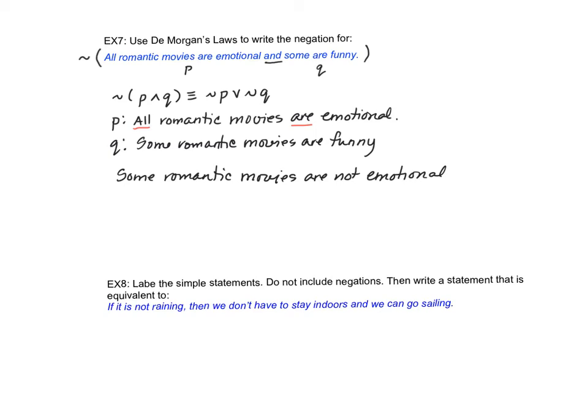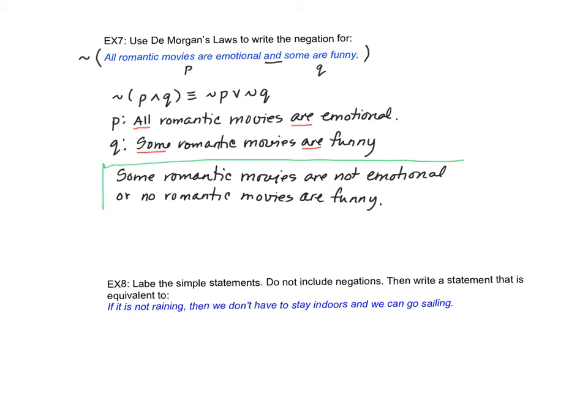Or, now we're going to negate Q. Q is some are. The negation of some are is no are, or you could use none. So some romantic movies are not emotional, or no romantic movies are funny. So this is a direct translation. I didn't clean it up, but you can probably clean this up and write it so it sounds a little bit better.